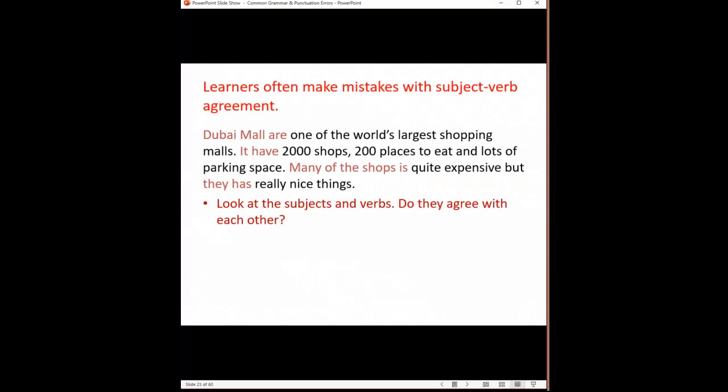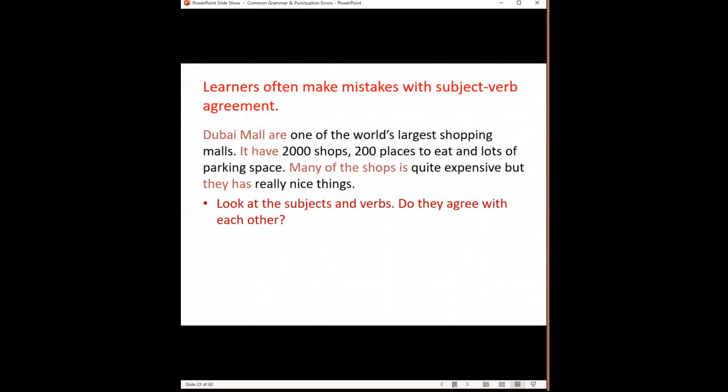Excellent. So the students often make mistakes with the subject verb agreement. I want you to read this small text and decide if they agree with each other or not. So you can look at the highlighted words and decide if they agree with each other or not. Dubai Mall agree with each other. So I can say Dubai Mall is one of the world's largest shopping malls.